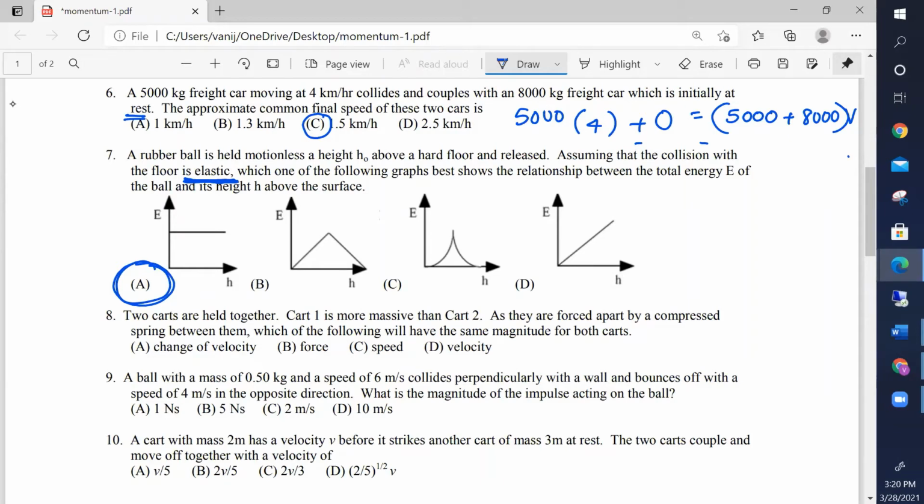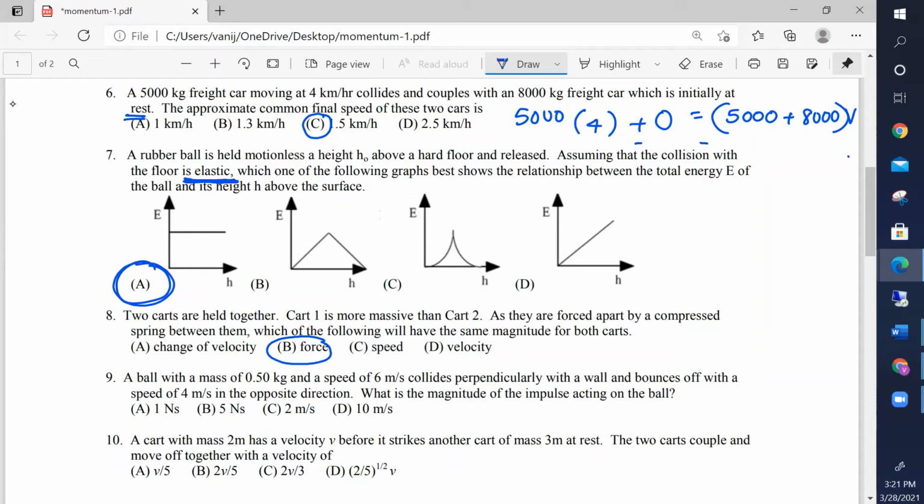Is it going to be the change in velocity? Is it going to be the force? Is it going to be the speed? Or is it going to be the velocity of the objects? Which one is going to be the same in magnitude? Forces are going to be the same. The force is going to be the same on both the cards. What is going to be different is the acceleration of the cards, right? The acceleration of the cards depends upon the mass, but the magnitude of the force is going to be the same on both the cards. So answer to 8 is B.